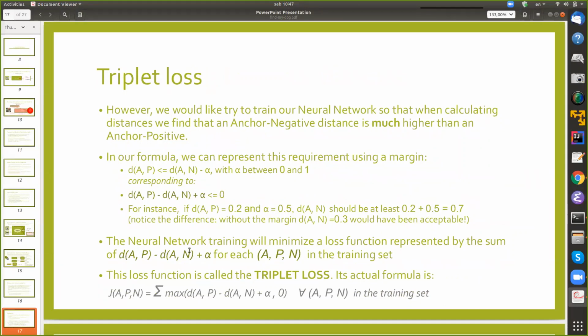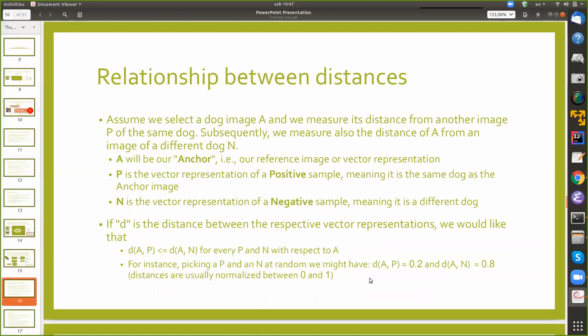Now we will introduce the triplet loss, which is an enhancement of the formula that we just saw. Basically, I go to the previous slide. If we just train the neural network to satisfy this formula, I gave these two numbers, but you might say, okay, but if the distance between the anchor, the reference image, and the negative is not 0.8, but is 0.20001, the inequality is still satisfied.